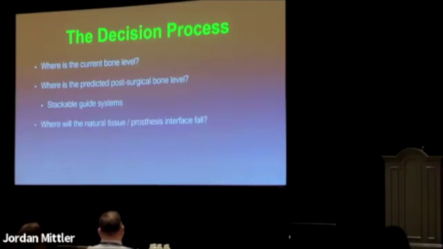So where will the natural tissue and prosthetic space fall? And the lip line is really a key part of it. We're trying to figure out what the lip line is, the face standing, and all those things we heard about before. That allows you to know where these things are going to be.